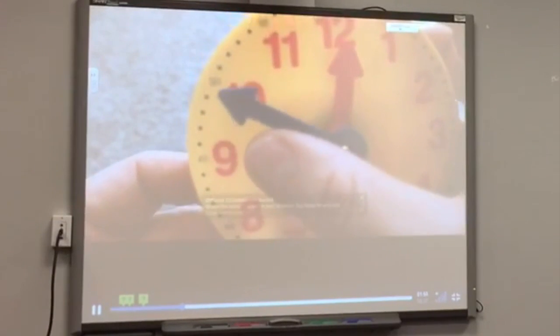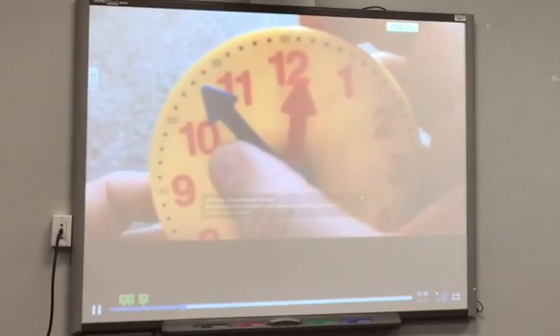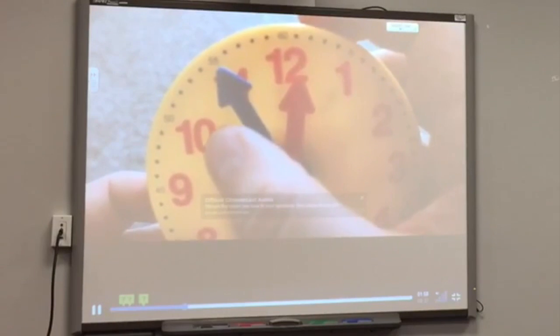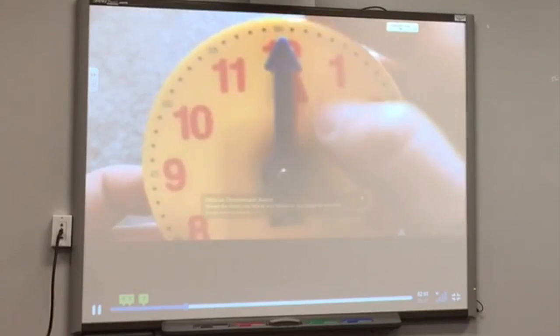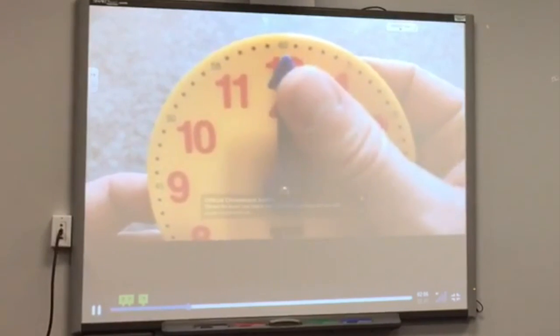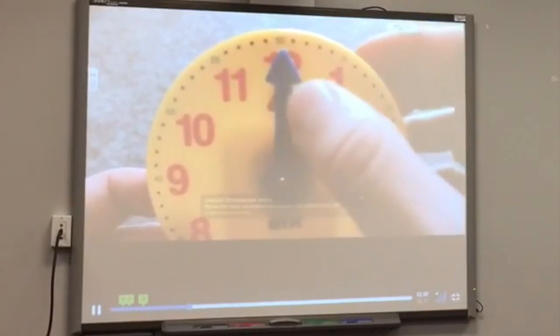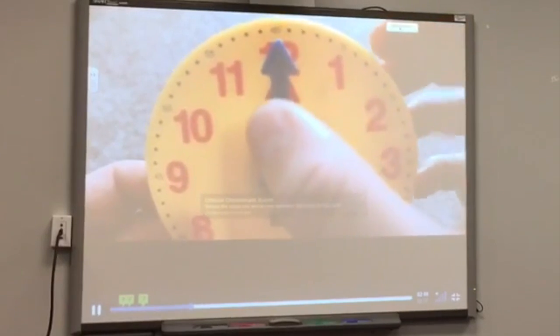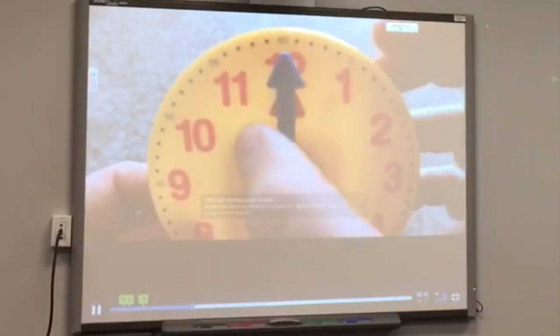45, 50, 55, and then we go up to 60. And whenever we hit 60, it means we're starting a new hour. There are 60 minutes in an hour, so that's why we end on the 60.